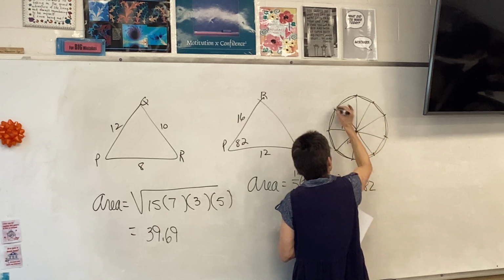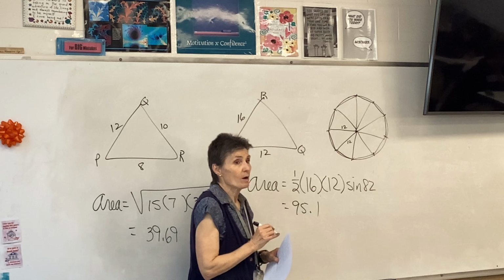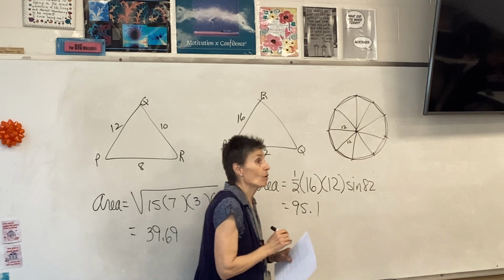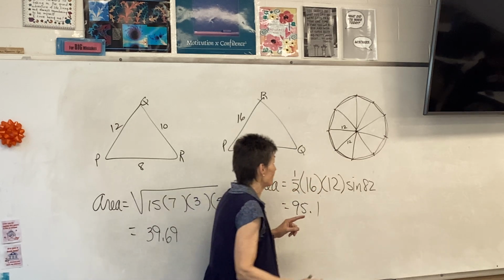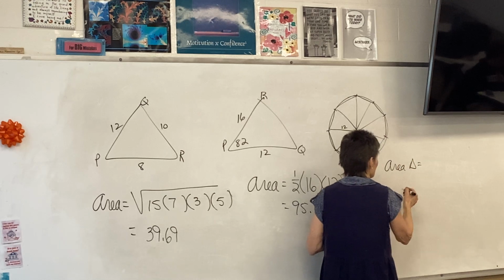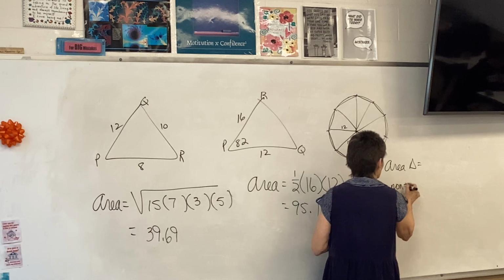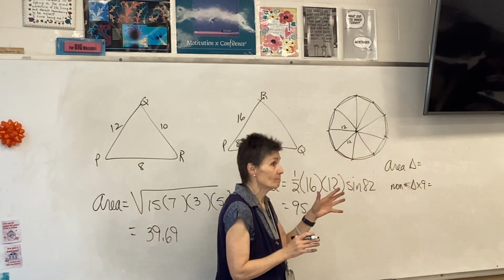Okay, how many triangles are in there? 9. And they're all equal. So therefore, if I can find the area of one of them, I will just multiply it by 9. And that will be my answer for area.